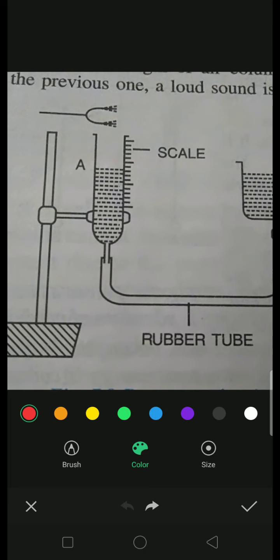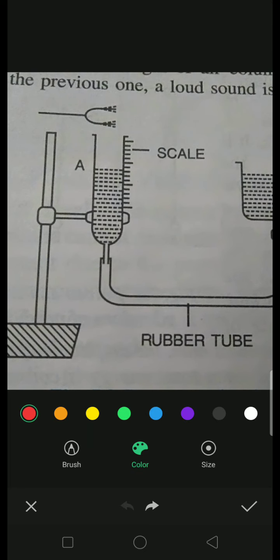Now what we will do, we will take a tuning fork and we are going to strike it, vibrate it, and bring it near this A. Now over here in A you can see this much part which is vacant. What does it contain? It contains air. We will call it an air column because it is cylindrical.